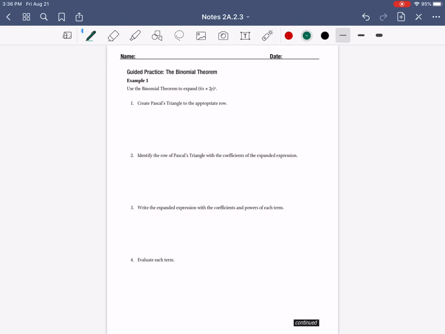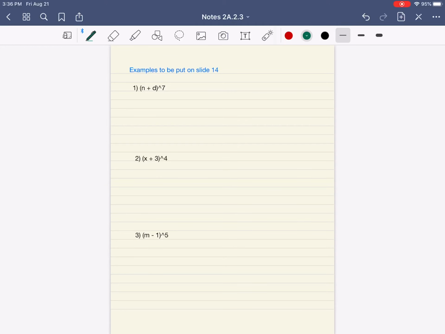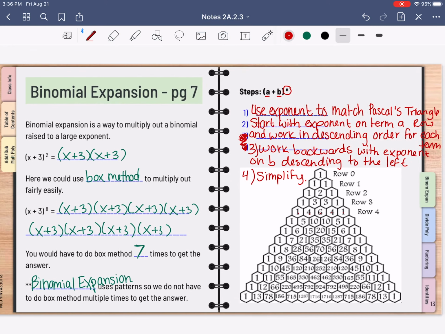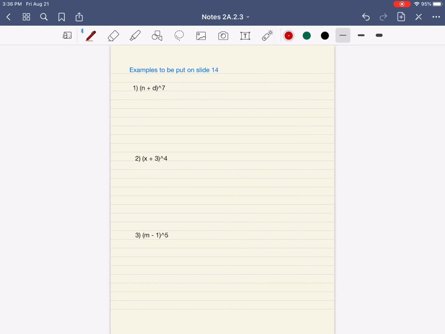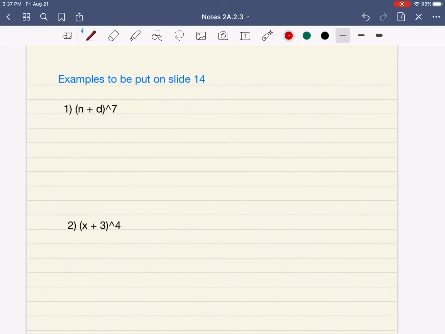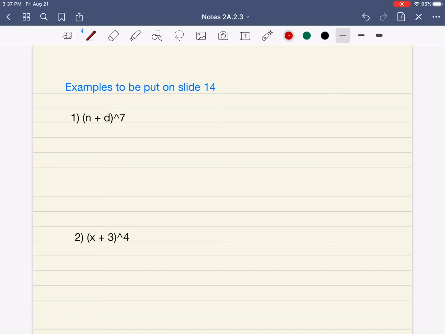All right, let's get to the fun stuff. Let's actually do some binomial expansion problems using these steps that we wrote down right here. Use exponent to match Pascal's triangle row. Start with exponent on term A, work in descending order, work backwards, and you guys can see what I mean by those, okay? So we're gonna do our first example of n plus d to the power of 7. So you guys are just gonna write this on a separate sheet of paper, and eventually you're gonna put it onto slide 14. All right, so here, the n is like our term A, d is our term B, and then 7 is our exponent.